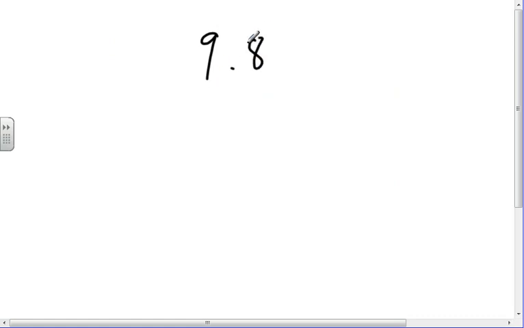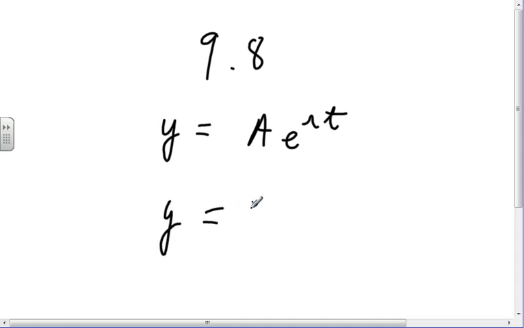And here we have money. So I could have exponential growth. Y could be equal to a e to the rt, where a is some amount and r is some rate of growth, and I'm growing. Or we could have exponential decay. Y could equal e to the minus rt, where I'm decaying something.